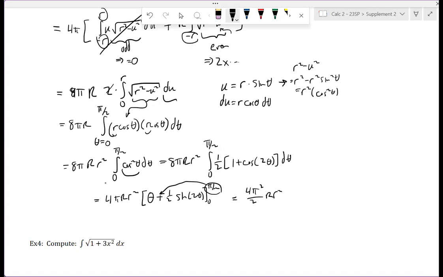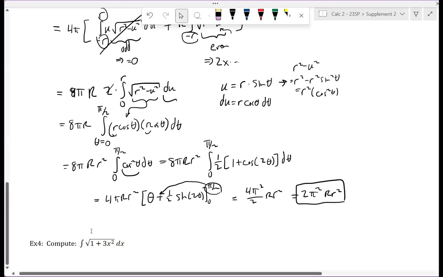So the pi hits that pi, the 4 gets divided by 2, and I get 2 pi squared, big R, little r squared. And as I mentioned, the unit seems sensible, so that's at least an indication that the answer that we got is a reasonable one.